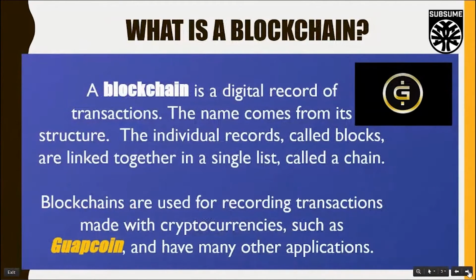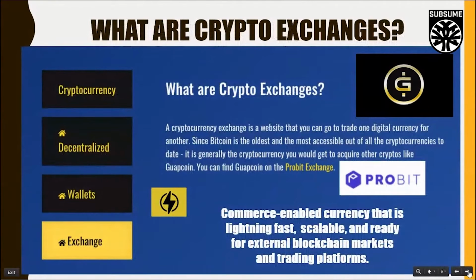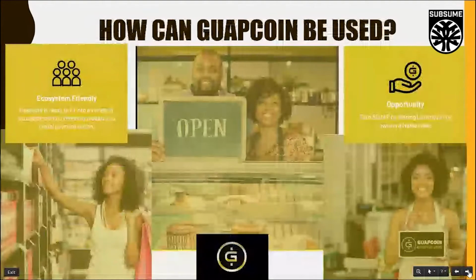So we talked about what is a blockchain. It's, like I said, just a digital record. It's pretty simple. We are currently on Probit. You can go to CoinMarketCap or CoinGecko to learn more about GuapCoin, as well as to see what other exchanges we are on. We will be releasing news about a new exchange listing and new currency pairs.